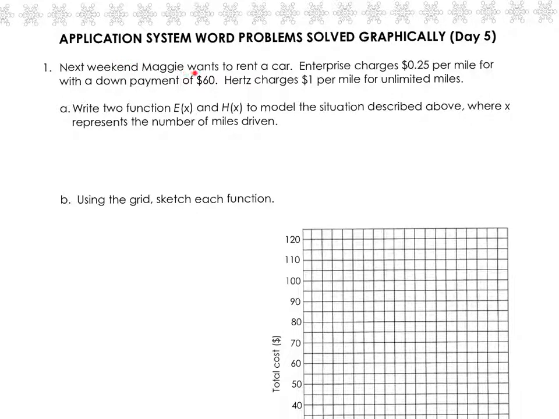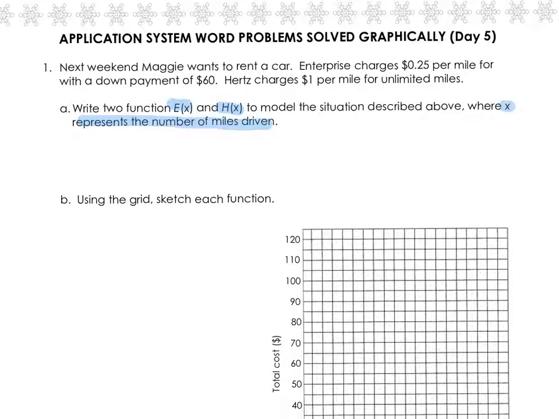Next weekend, Maggie wants to rent a car. Enterprise charges 25 cents per mile, and they also have a down payment of $60, and Hertz charges $1 per mile for unlimited miles, but they don't have any down payment. So we need to write the two functions, e of x and h of x. They told us we had to use e of x and h of x, so that means we need to put those as y equals, to model the situation described above, where x is used to represent the number of miles driven.